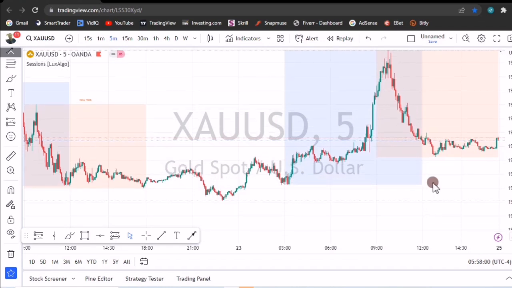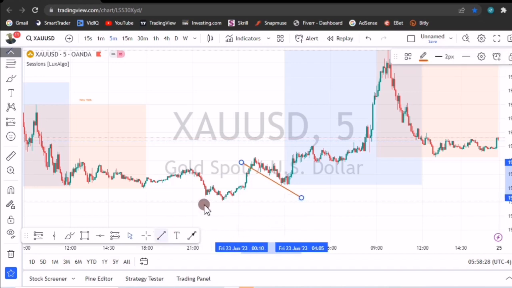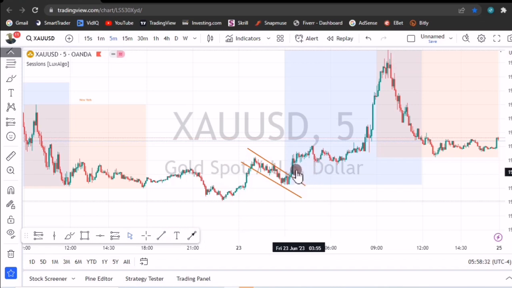Remember, you are supposed to be trading during the blue box, which is the London session, and during the New York session, this one. What you do is you identify simple breakouts, just before the blue box or within the beginning of the blue box. Right here you can see that there was this breakout. So right here you could enter a buy trade.